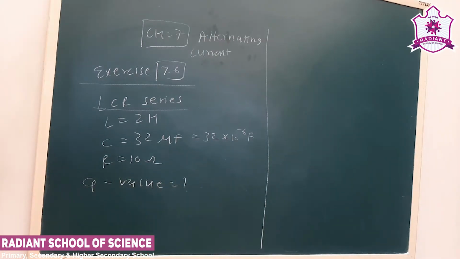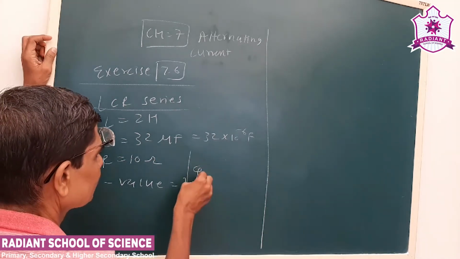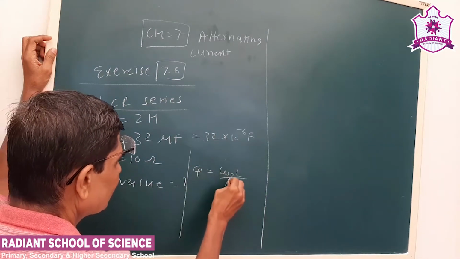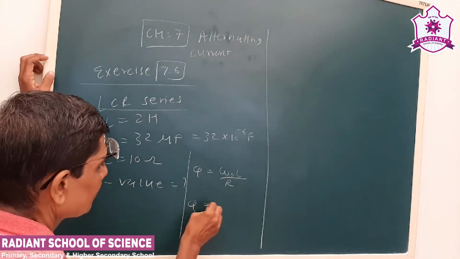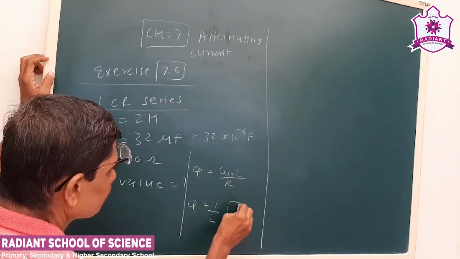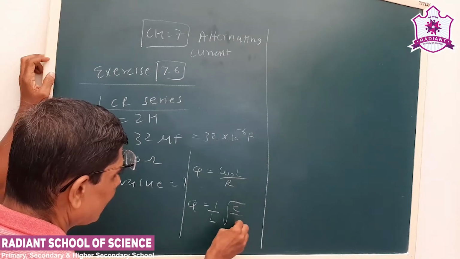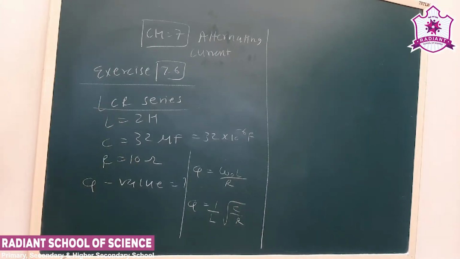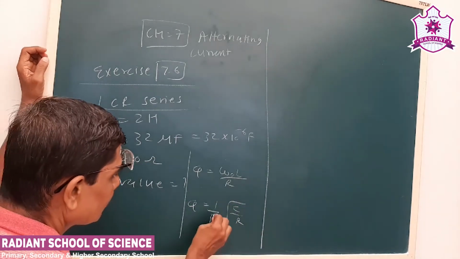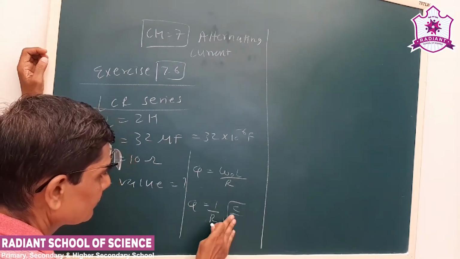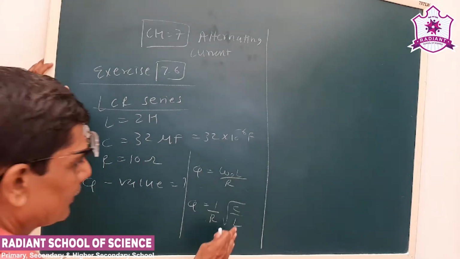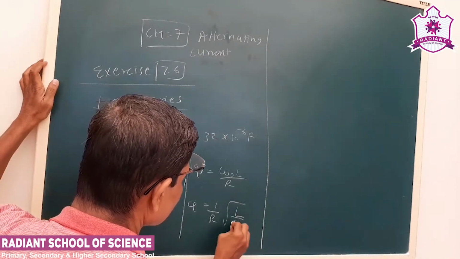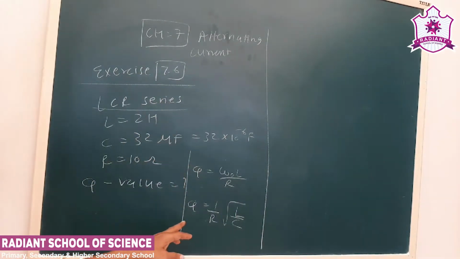Now there are different formulas for the Q value. The first formula is omega 0 L by R. Another formula is 1 upon R root L by C, or 1 upon R root C by L. The Q factor is 1 upon R root L upon C. Now we can obtain this easily.